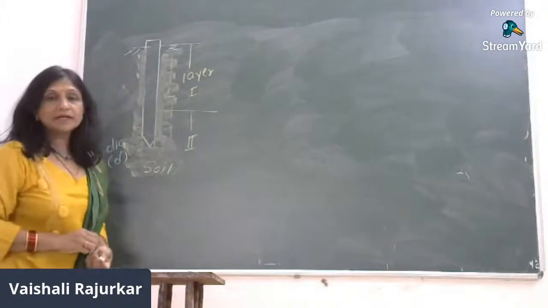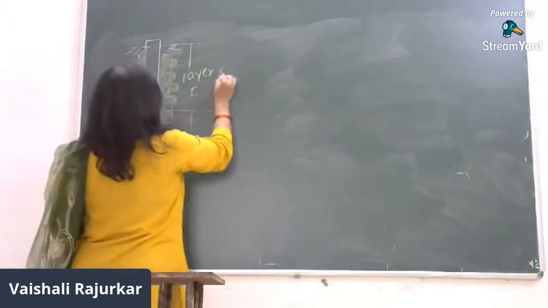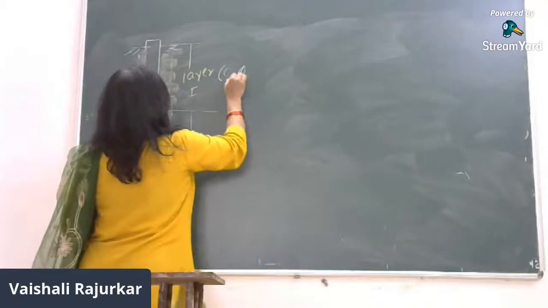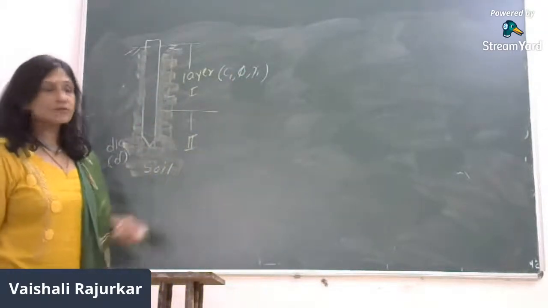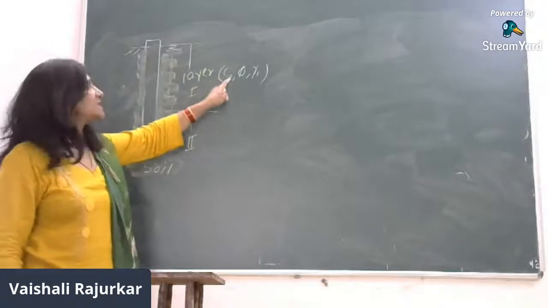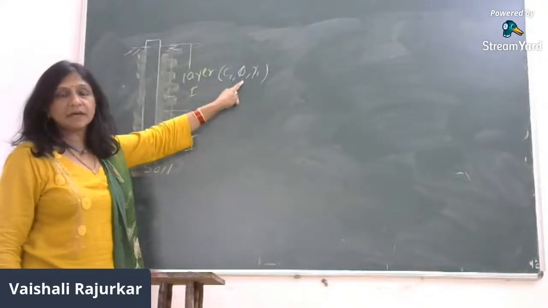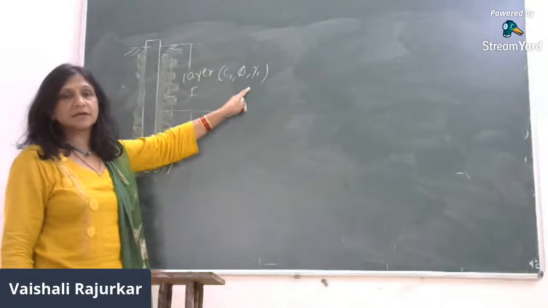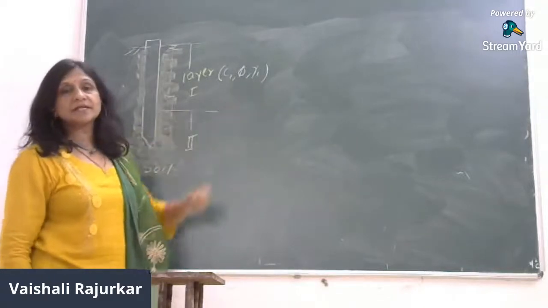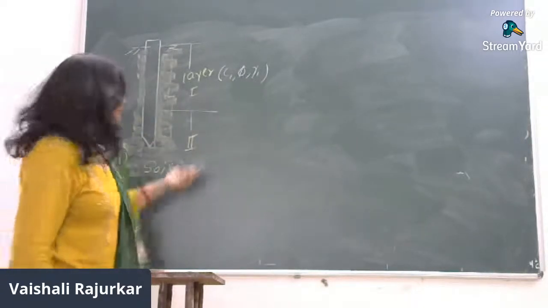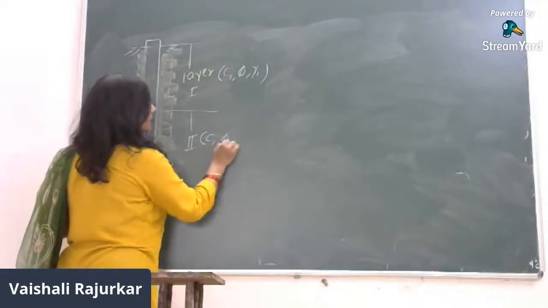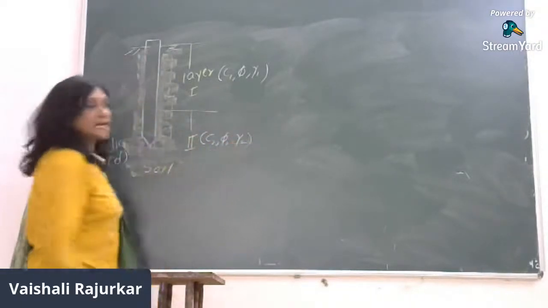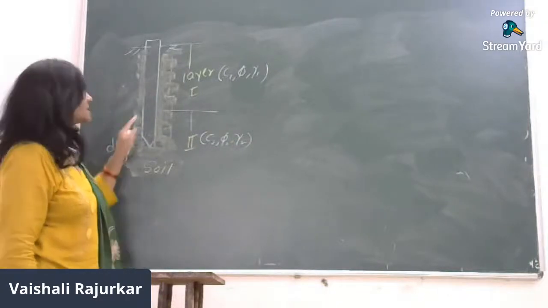Now, what are the properties which are available in this? There will be C1, Phi1 and gamma1, if the soil is a c-phi soil. In that case C1 is the cohesion in the first layer, Phi1 is the angle of shearing resistance in the first layer, and gamma1 is the density of the soil in the first layer. Right? Then in the second layer, the properties are C2, Phi2 and gamma2. So these are the different properties that we are taking into consideration.